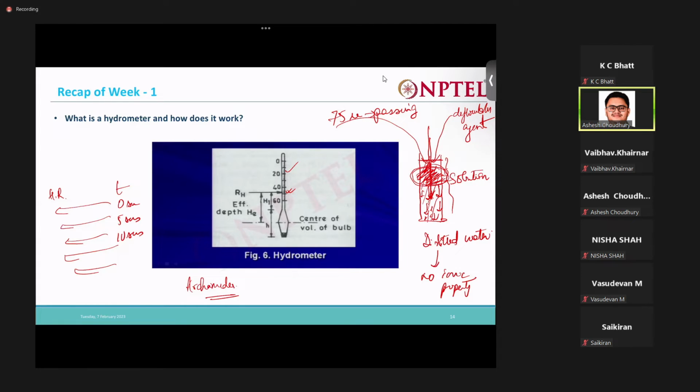Before doing this, we need to calibrate this to find out the effective height. This was already discussed in the class, so I won't go into detail. We need to calibrate this effective height and find the corrected reading of the hydrometer. One more thing is that there are some main changes which happen in the corrections which need to be done in this hydrometer reading.